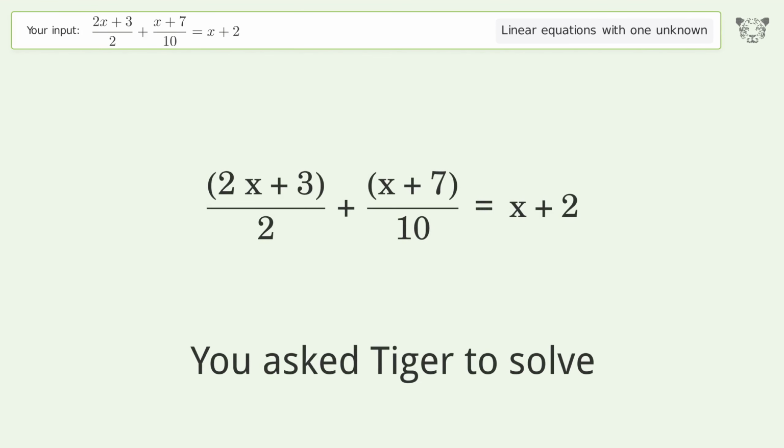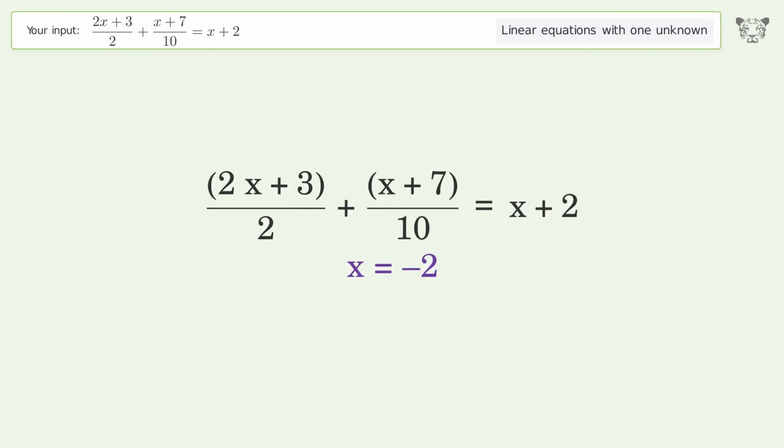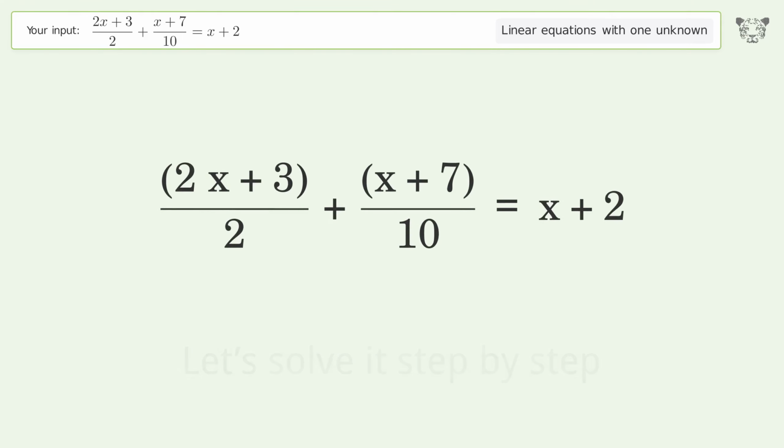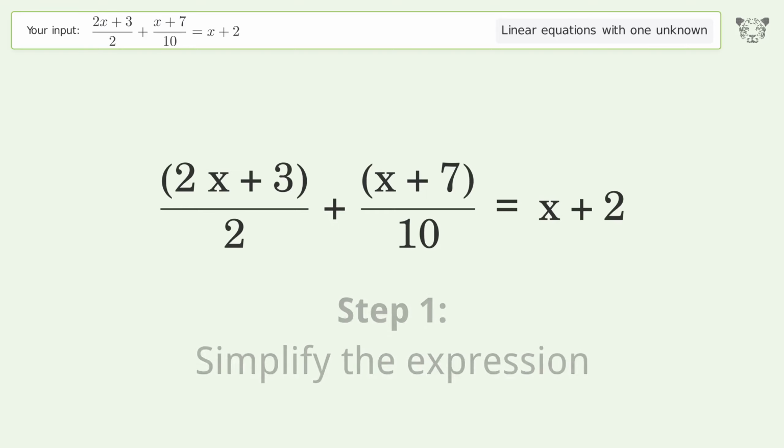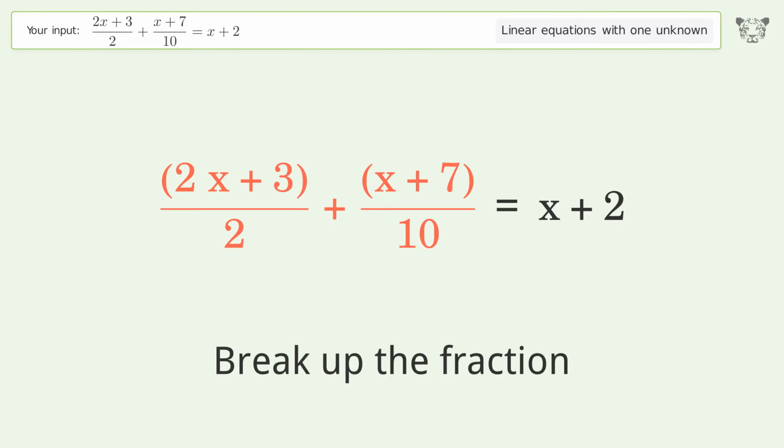You ask Tiger to solve this. This deals with linear equations with one unknown. The final result is x equals -2. Let's solve it step by step. Simplify the expression. Break up the fraction.